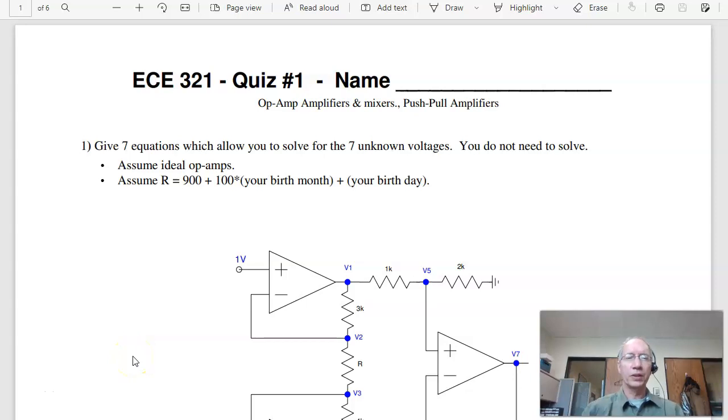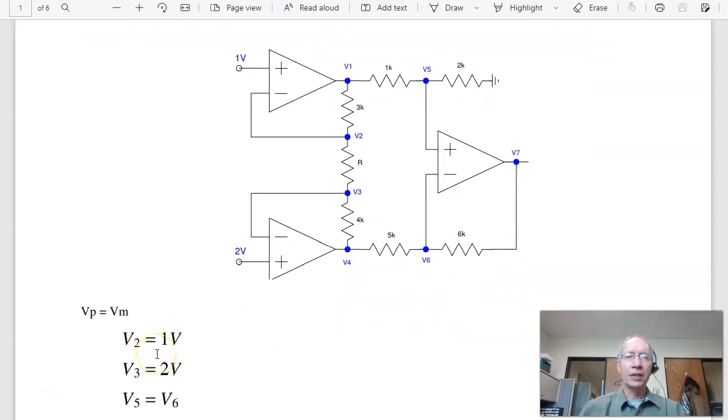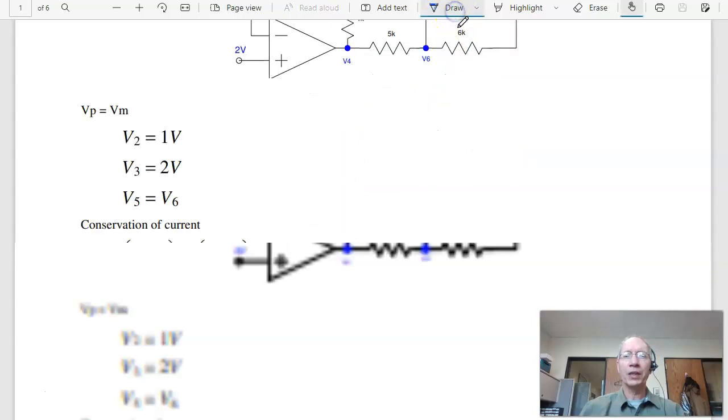Here's the solution to quiz number 1 for ECE 321, Analog Electronics. The first problem is to write 7 equations for 7 unknowns for this op-amp circuit, where R is based upon your birth date. What I would do is first start with the easy equations.